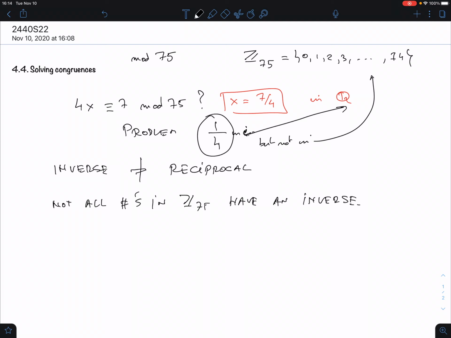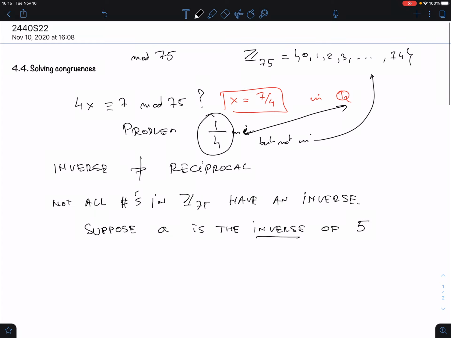Okay, and why is that? Well, suppose 5 had an inverse. Suppose A is the inverse of 5 in Z75. What does that mean? So inverse means that 5 times A is 1 in this ring, in this collection, so mod 75. 5A is equivalent to 1 mod 75. That is what it means to be an inverse. Okay? So I'm saying, suppose we have such an A.